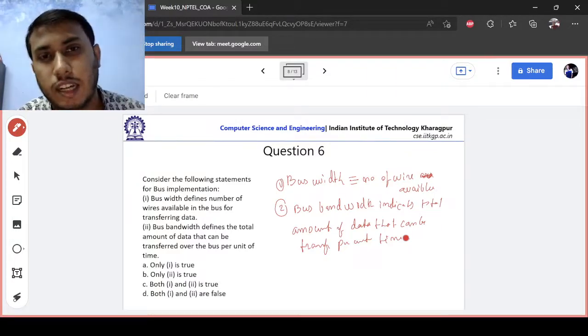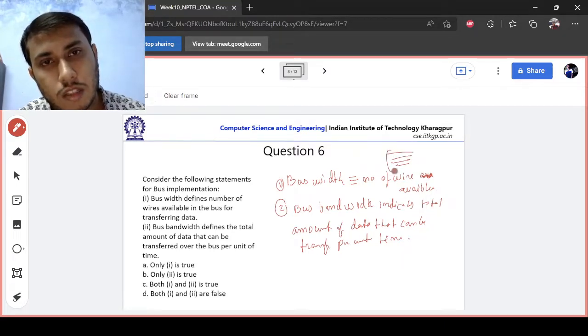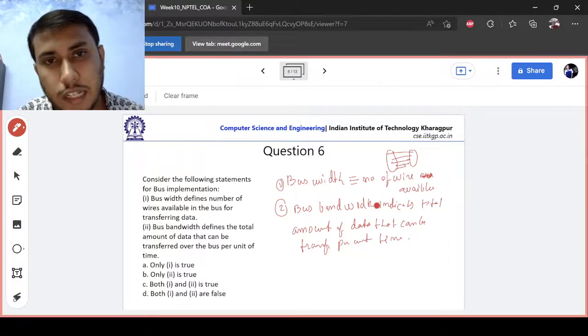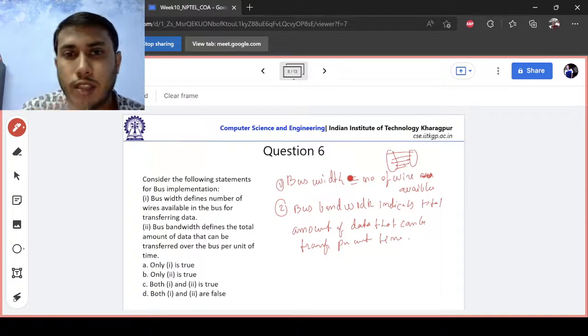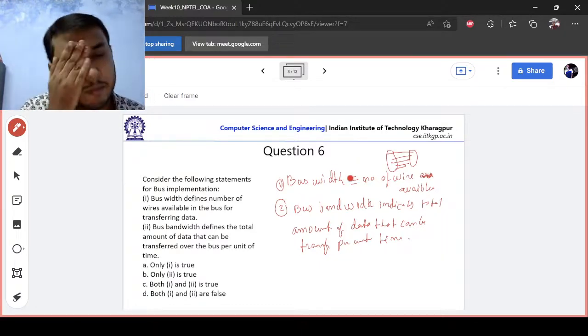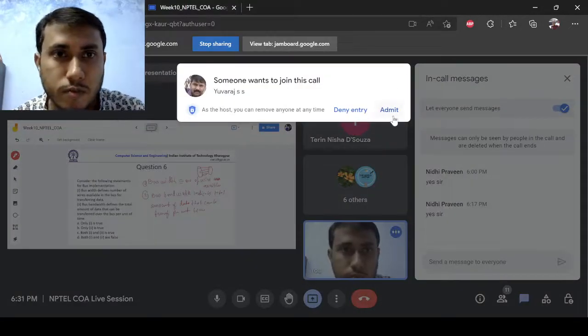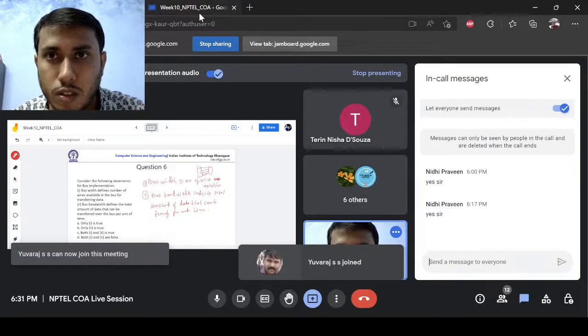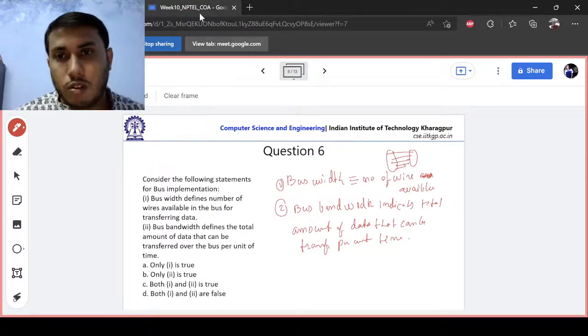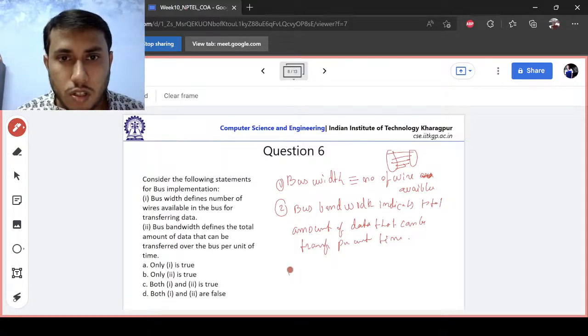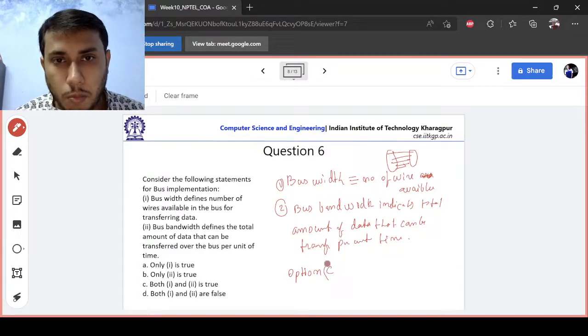Like bus width basically defines the number of wires that are available. So if there are 6 wires, then the bus width is 6. That allows the amount of data that can be transferred. And the bandwidth is basically the amount of data that can be transferred per unit time. These are the very basic definitions of bandwidth that have been prevalent. So the correct answer is option C. Both 1 and 2 are true.